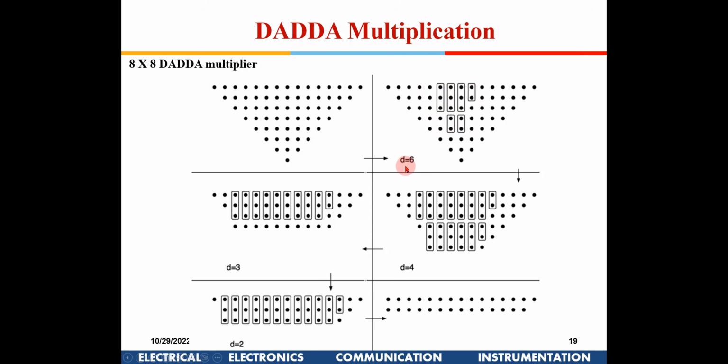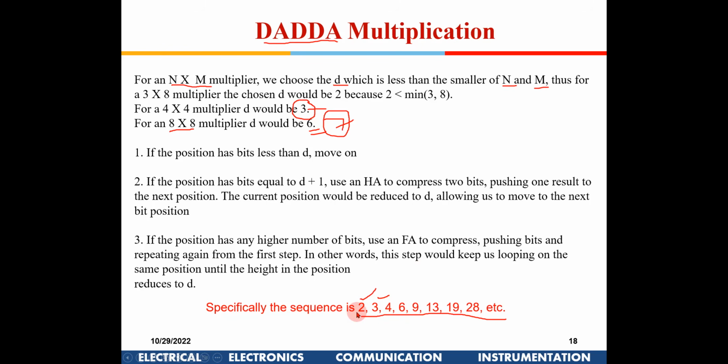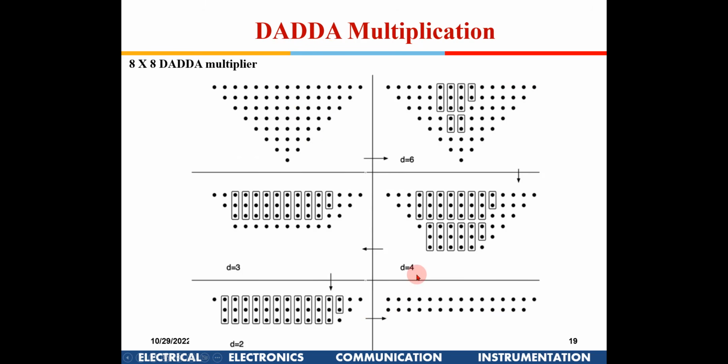So D is equal to 6. After D is equal to 6, next I will go to D equal to 4 out here, right? So D is equal to 4. Now this is 1, this is 2, this is 3, this is 4. I don't do anything. This is 5, so I put a half adder out here, right? Now this is 1, 2, 3, 4, 5, 6 plus 1 from the half adder which is going to come here. It will make it 7.